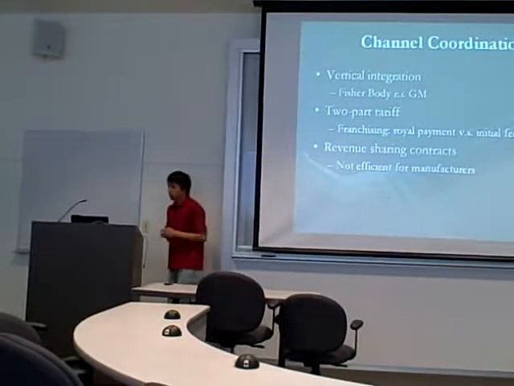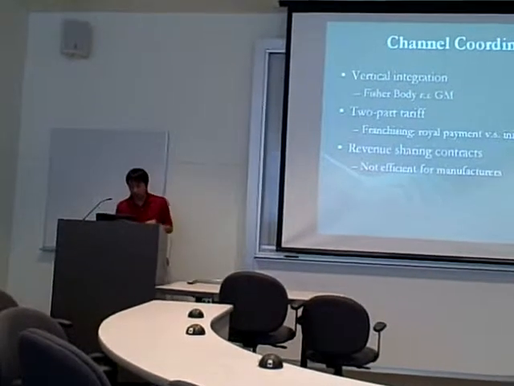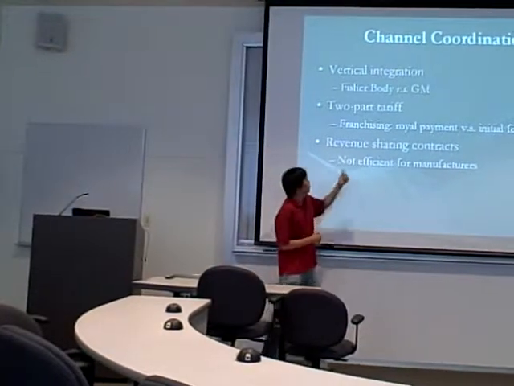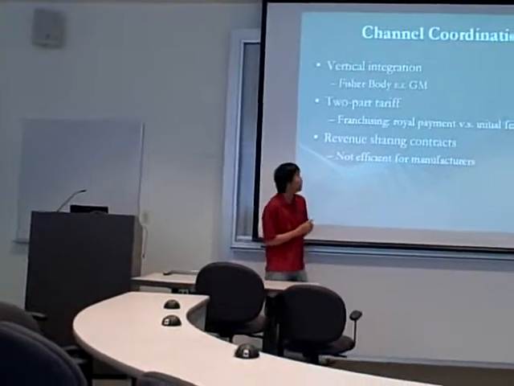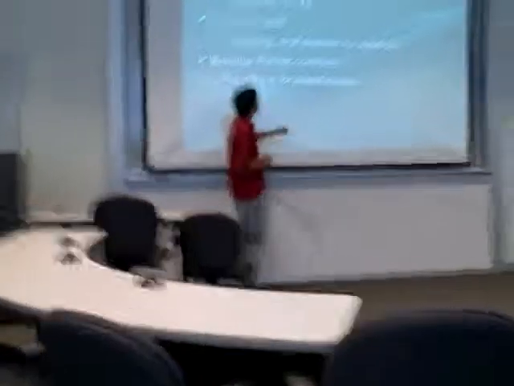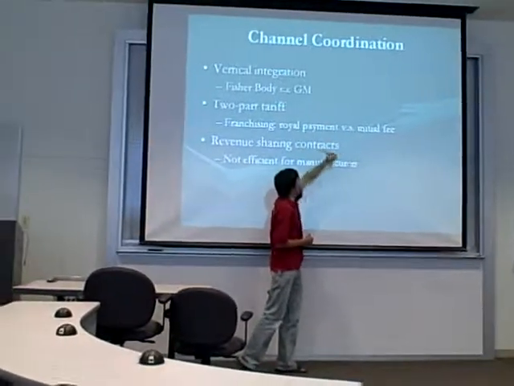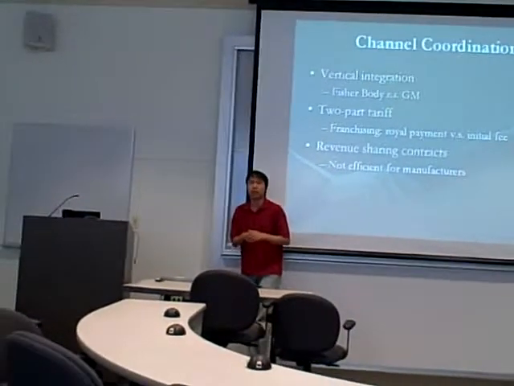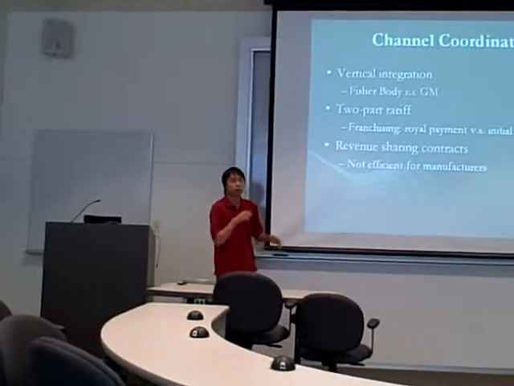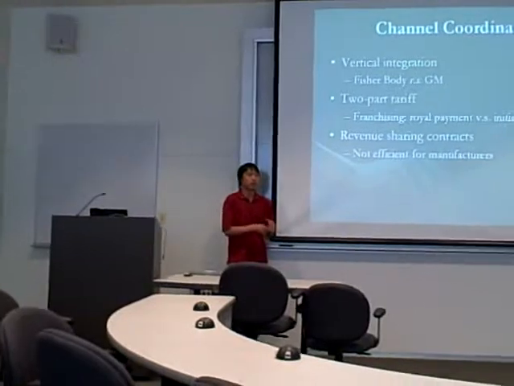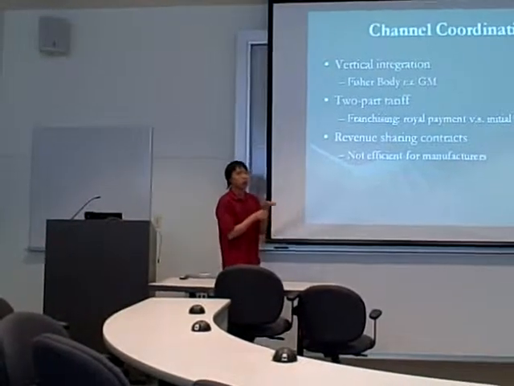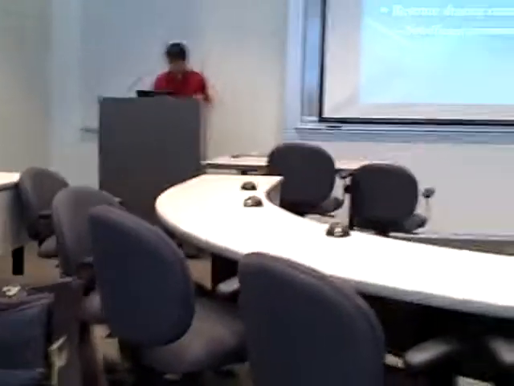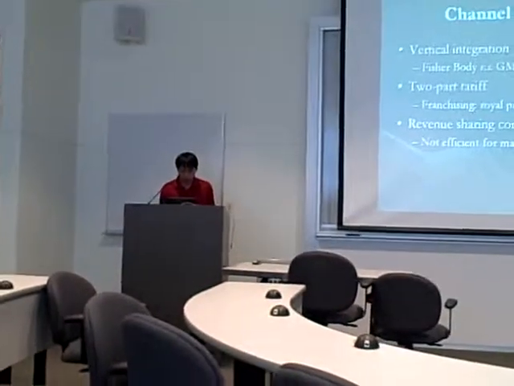First is vertical integration, and second is two-part tariff. A very good example happens in franchising. It is composed of a royalty payment and initial fees, like charging two kinds of fees, to achieve this kind of channel coordination. It will extract almost all the total surplus from this kind of channel.